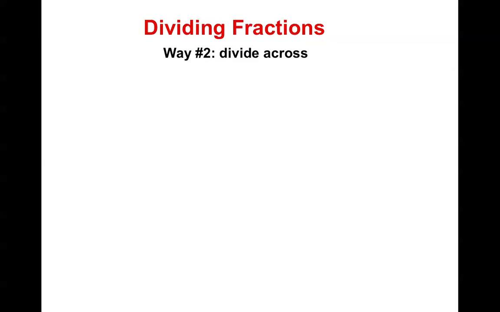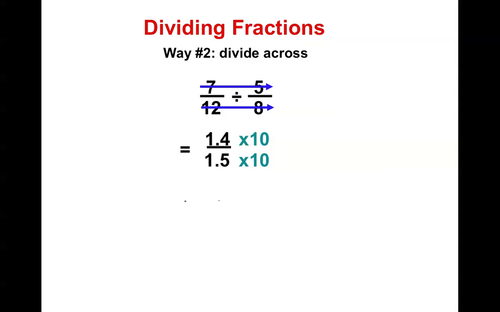Another way to be able to do this is to just be able to divide straight across. So if I did 7 divided by 5 and 12 divided by 8, I would get 1.4 and 1.5. If I multiply both of them by 10, notice I get 14 over 15, just like the other way.